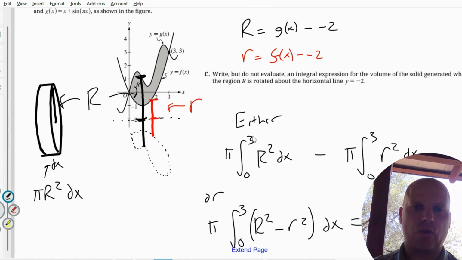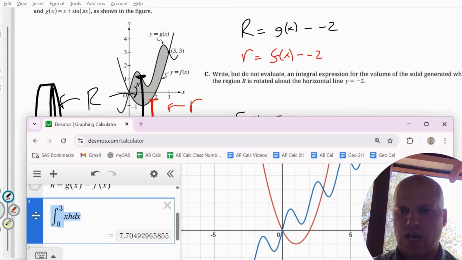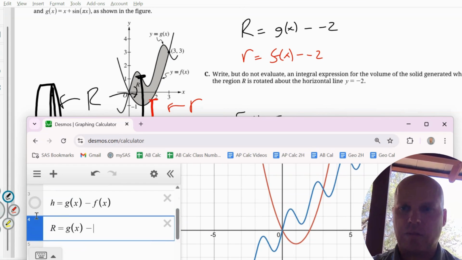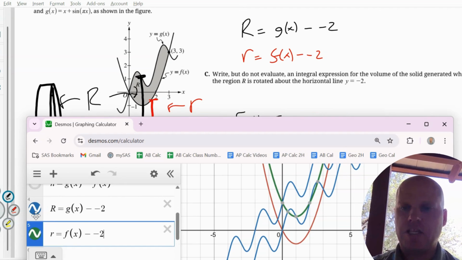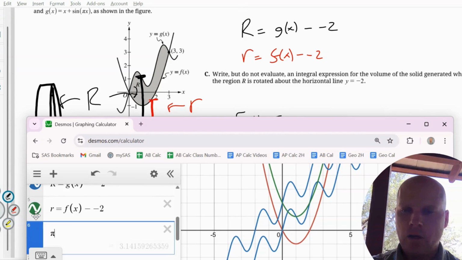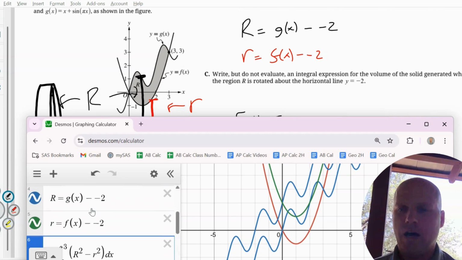I'd either have pi times the integral from 0 to 3 of big R squared minus small r squared, or you could factor out the pi, factor out the dx, and you have R squared minus r squared. Very easy. My students are going to just say big R is g of x minus -2, or plus 2. Small r is f of x minus -2. And I will integrate pi from 0 to 3, my outer R squareds minus my inner r squareds, with the only trick being to put this in parentheses because we factored out the pi and the dx. And that's how you get it if you were my student, or you would change this to plus.